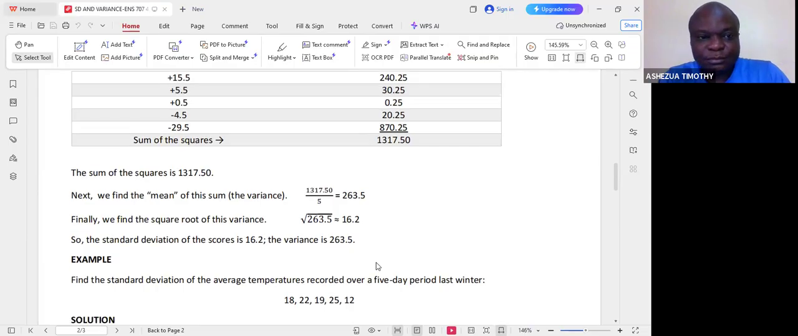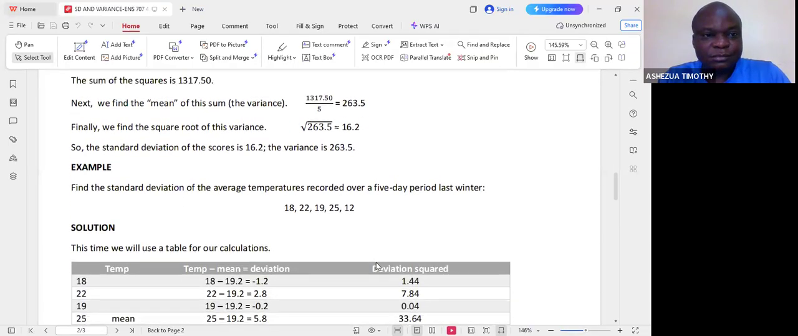Now, you are still expected to find the mean. We next find the mean of this sum, which is this. When you divide by 5, you are dividing by 5 because it's n minus 1. So it's 263.5. Finally, we find the square root of this variance, and the square root is approximately 16 point.